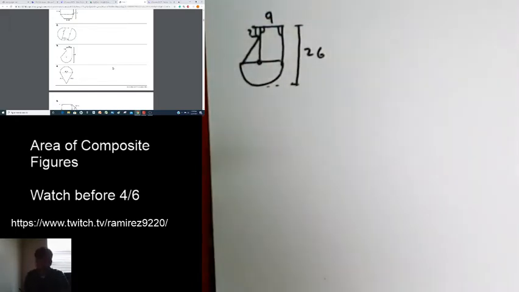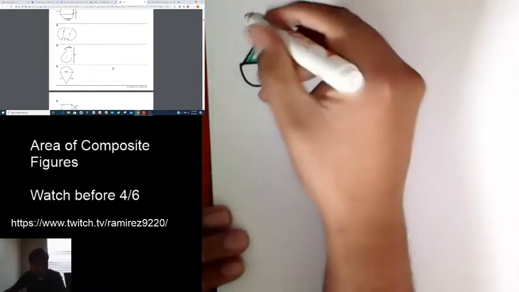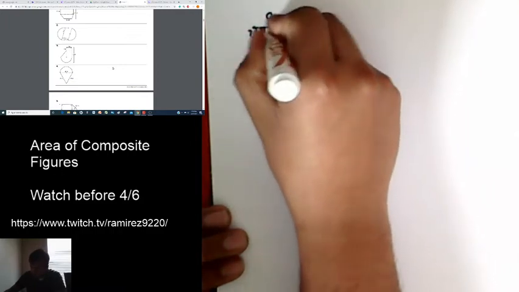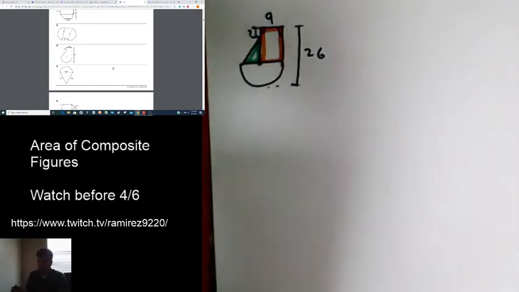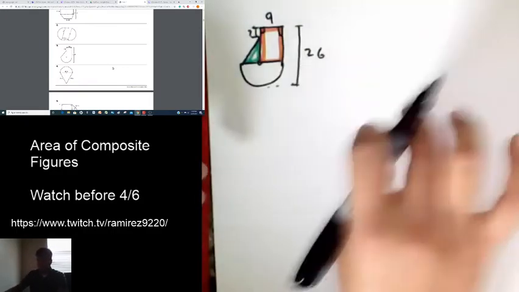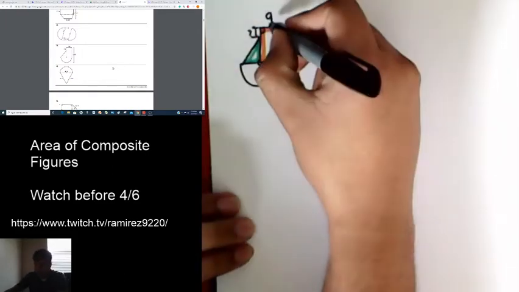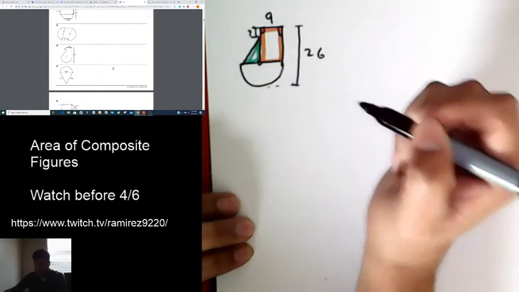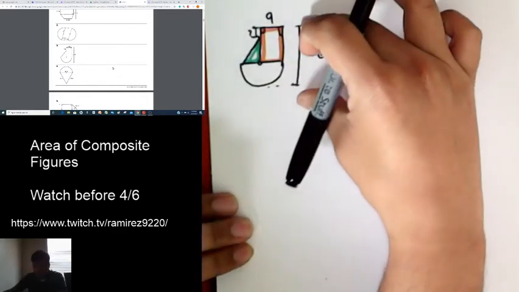Okay, so we have again a right triangle, a rectangle, and the semicircle. 3 shapes. So we're gonna go ahead and do 3 different little area problems. So first up, I'm gonna go ahead and do the rectangle. If this is 9, you would expect this to be 9, right? Notice how everything is 26.